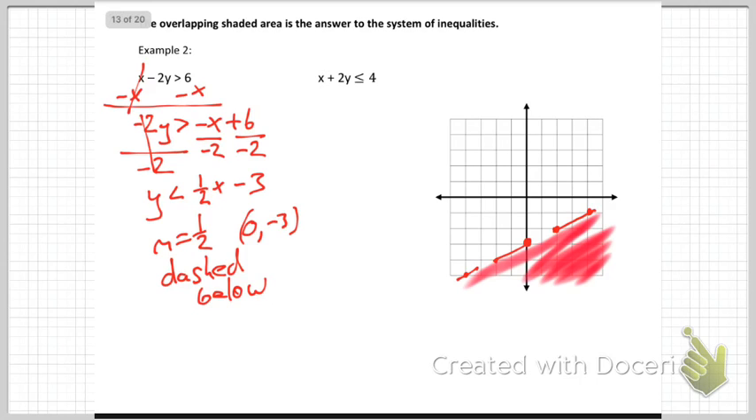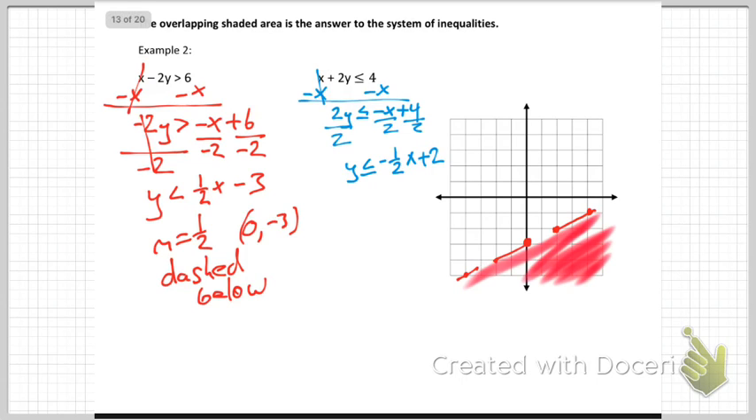Let's go back to the next example. So now I need to solve for y on this inequality. Sorry, it's not an equation. Let's subtract x on both sides of the inequality, and I get 2y is less than or equal to -x plus 4. Now my next step, I need to isolate y. I'm going to divide both sides by 2. I get y is less than or equal to -1/2 x plus 2.